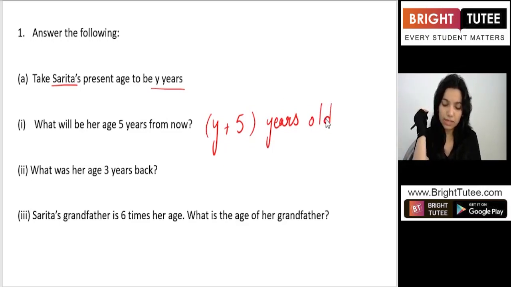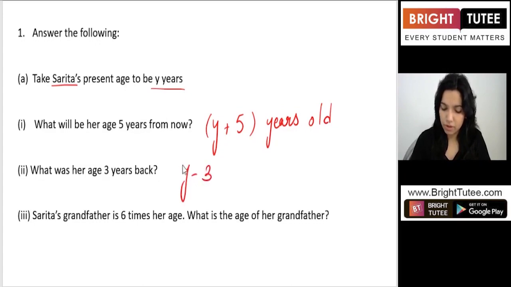The next one is, what was her age 3 years back? 3 years back means in the past. So we take away 3 from her current age, that is y. So she was y minus 3 years old.